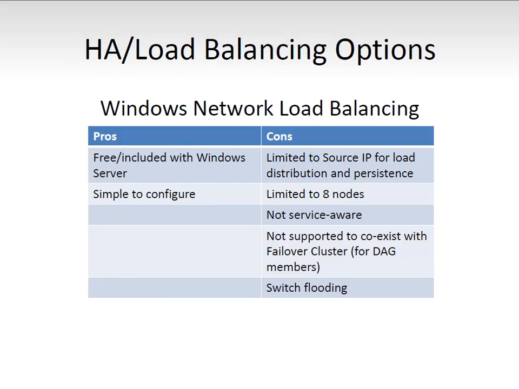It takes the entire server operating system being offline before the NLB will stop trying to distribute traffic to that node. It's also not supported to coexist network load balancing with the failover clustering features of Windows Server, which are required for DAG members. So that limits us if we want to do multi-role servers and also have high availability. And finally, there's some issues of switch flooding when we use NLB, and again, that's something we'll talk about in a bit more detail shortly.